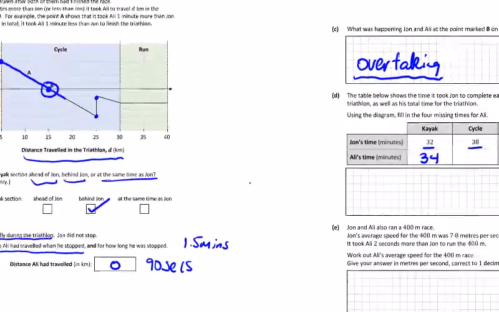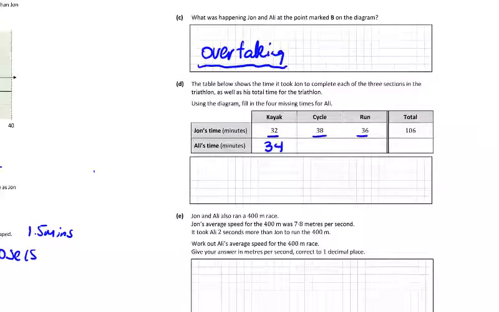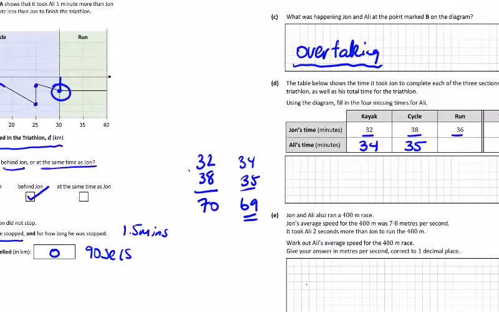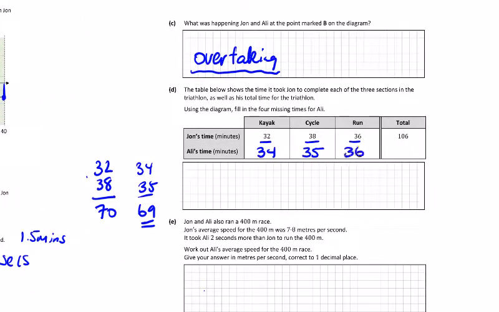The cycle, John took 38. And the cycle is between here and here. So if Ali was 2 minutes behind at the beginning of the cycle, and then 1 minute ahead at the end of the cycle, 2 and 1 is 3, was 3 minutes quicker. 35, so you can add these together. 32 and 38 is 70, and 34 and 35 is 69. So you can see Ali should be 1 minute ahead, which is correct. And then the run took 36 for John, and exactly the same for Ali, still a minute behind, so 36. So the total time for Ali will be 1 quicker, so 1:05.